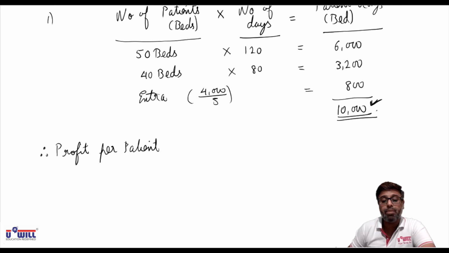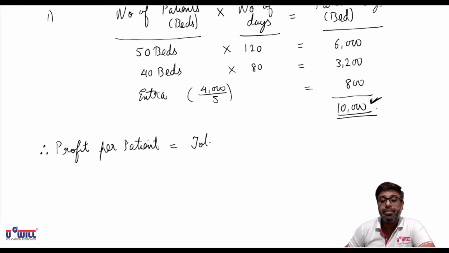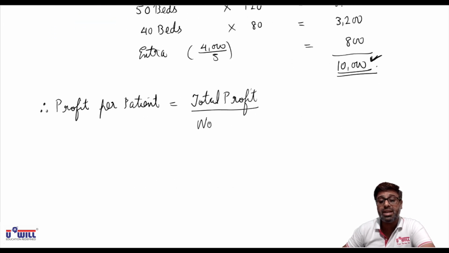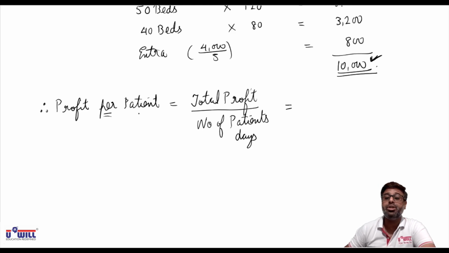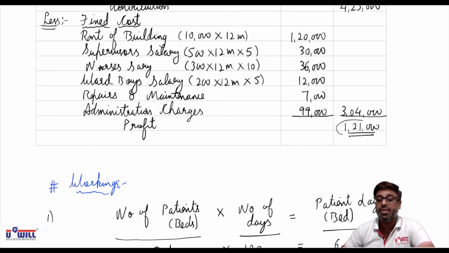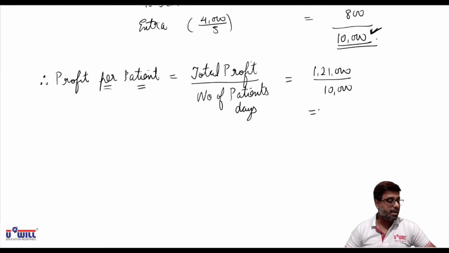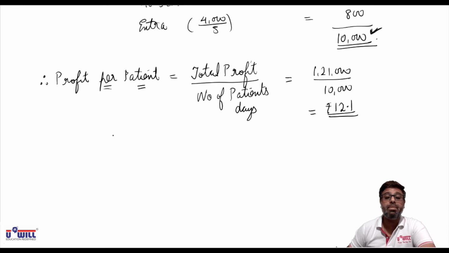We discussed that the total profit we are getting, if you divide it by the number of patient days, 10,000, you will get profit per patient. Why number of patient days? Because they are the total number of patients coming into the hospital. We are earning a total profit of 1,21,000 and 10,000 patients come in 1 year. So 1,21,000 divided by 10,000: rupees 12.1 is the profit per patient earned by the hospital.